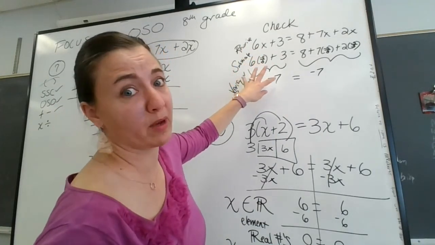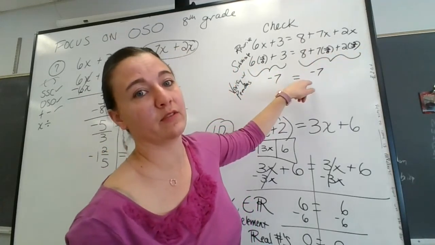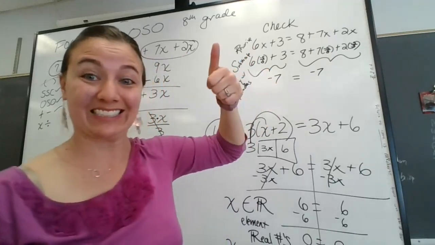That one I can do pretty quick, but my bell just rang, so I'm really running out of time. And then I didn't get a chance to put this one in the calculator, but put this in the calculator and see if it's negative 7. If they're both negative 7, then you know you did it right.